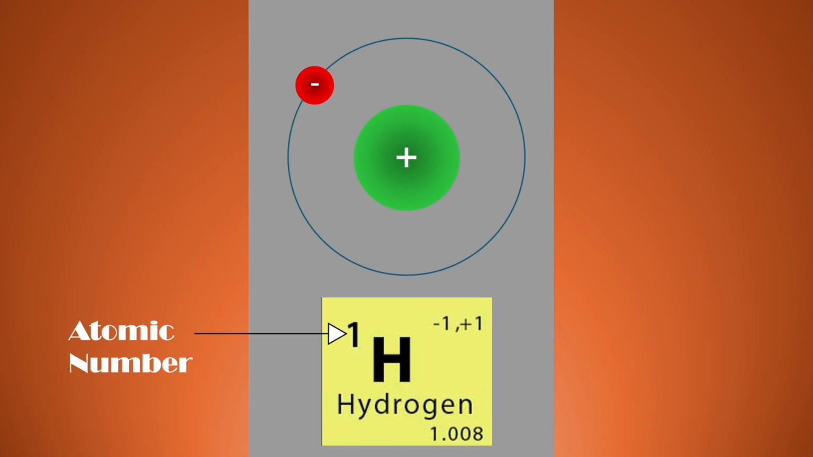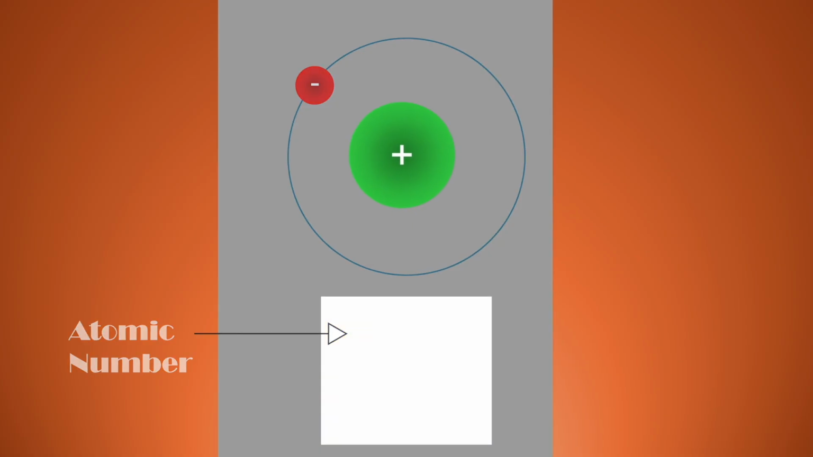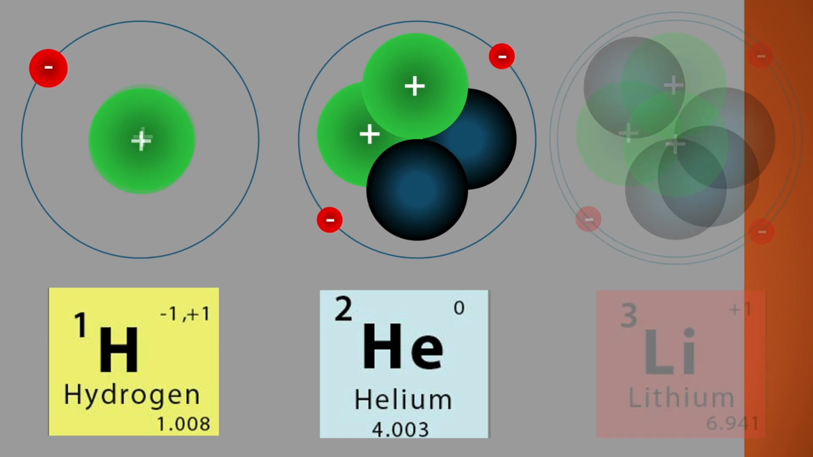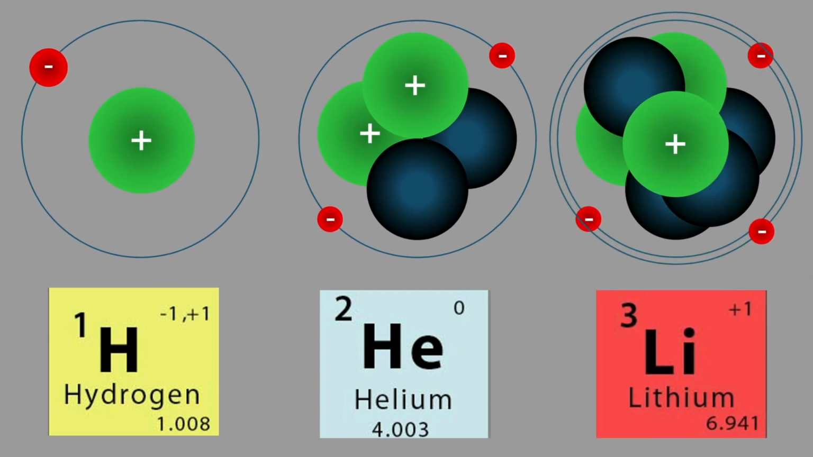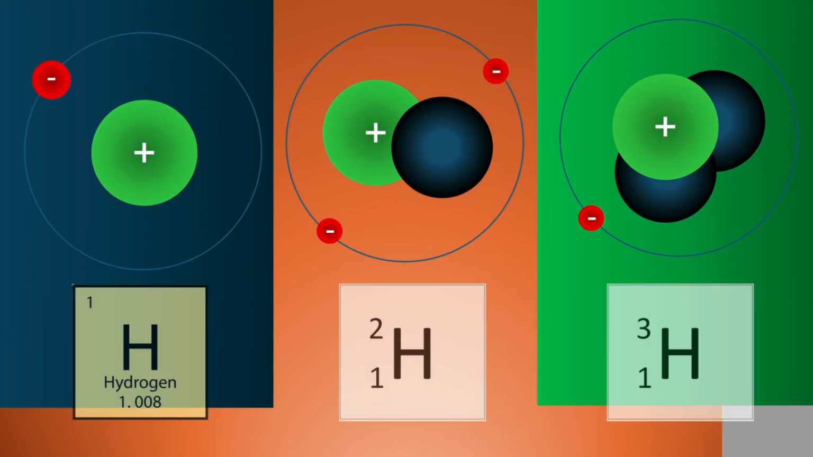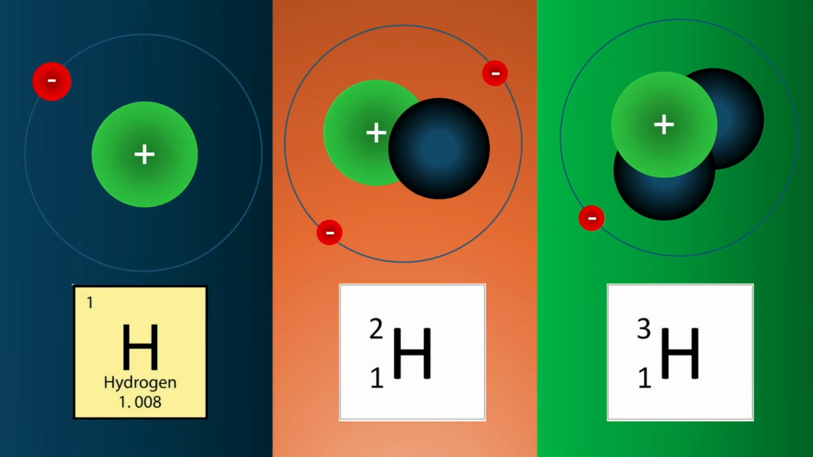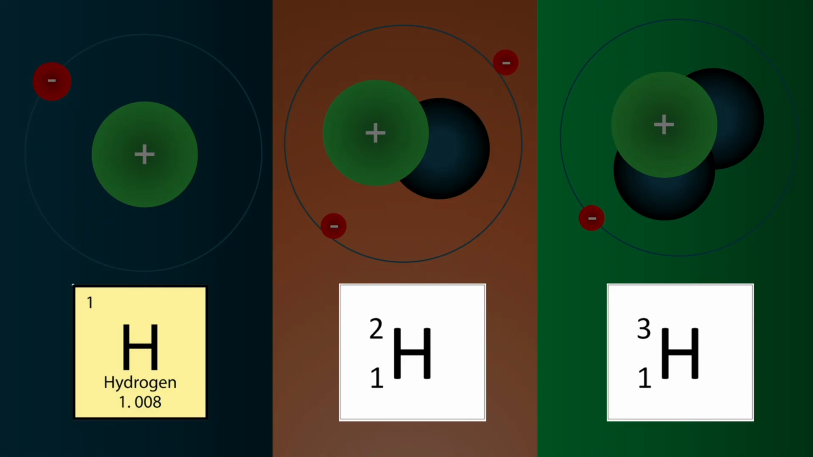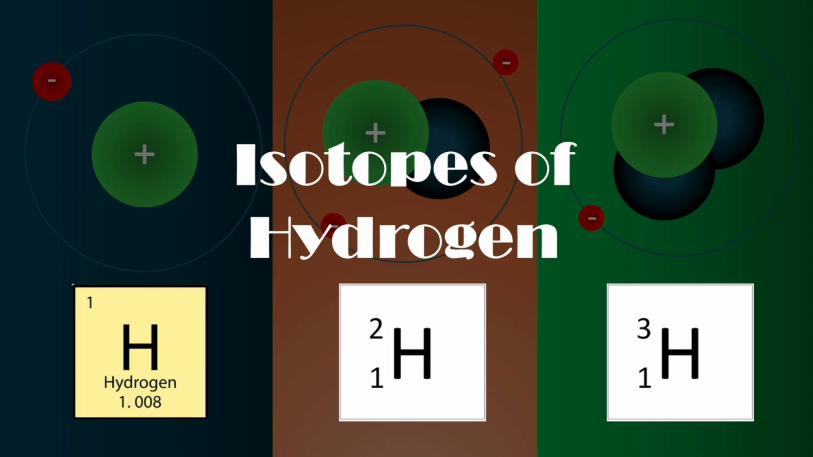These particles dictate the properties of the substance. For example, changing the number of protons in an atom gives rise to a completely different element. If you add a proton to hydrogen, you'll get a helium atom. Similarly, adding a proton to helium gives you lithium. Meanwhile, if you change the number of neutrons, you will remain with the same element, but with a slight variation in their properties. These variations are called isotopes. These isotopes you see here are the isotopes of hydrogen.